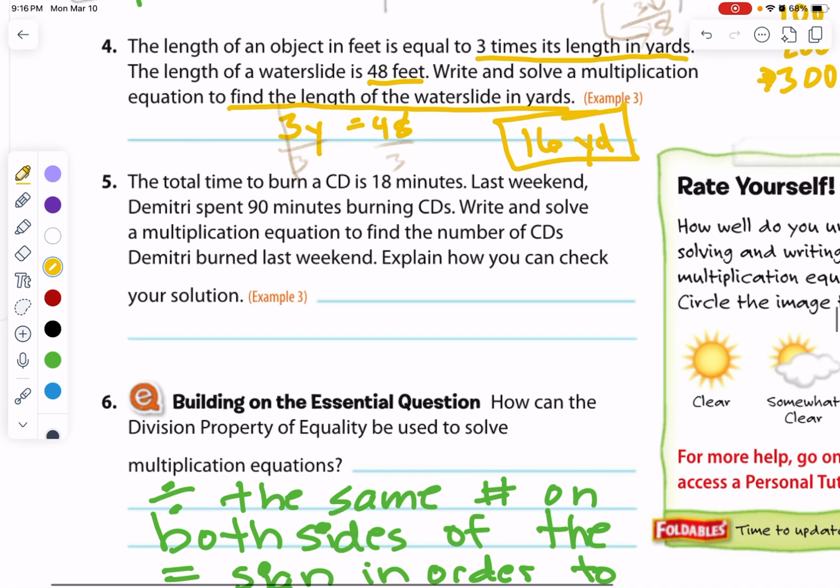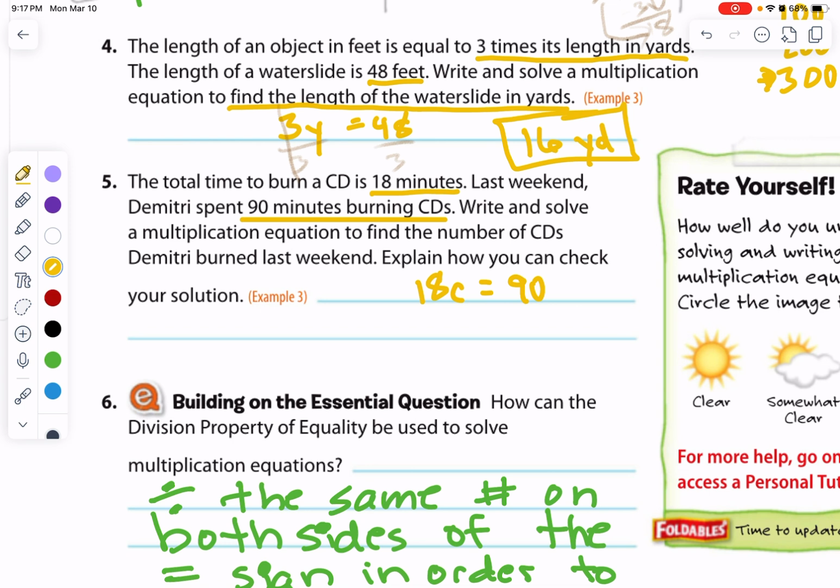Cool. The time to burn a CD is 18 minutes. Last weekend, Dimitri spent 90 minutes burning CDs. Write and solve a multiplication equation to find the number of CDs Dimitri burned last weekend. Explain how you can check your solution. All right, so 18 minutes per CD. He burned 90 minutes worth of CDs total. So that could be 18C, right? We're going to divide by 18.